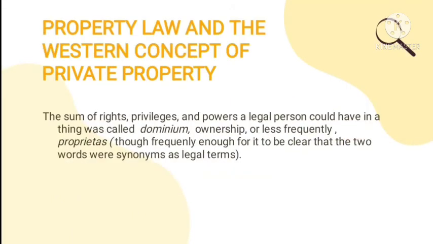Now, the property law and the Western concept of private property. The sum of rights, privileges, and powers that legal persons could have in things was called dominium, ownership, or less frequently proprietas, frequently enough for it to be clear that the two words were synonyms as legal terms. The classical Roman jurists did not say that their system tended to ascribe proprietas to the current possessors of things, but that it did is clear enough.